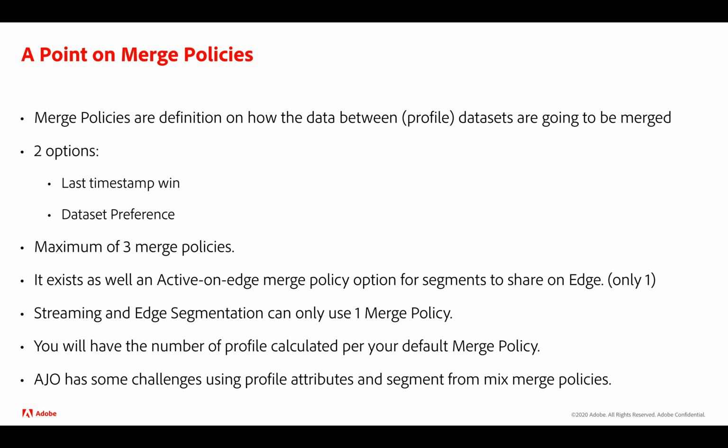Therefore, be careful because AGO will have difficulties if you enter the journey with a specific merge policy and segmentation logic, and then you try to access the attribute. It may not use the merge policy for that attribute that you started the journey with. So just be careful about AGO when you have a multi merge policy context in your sandbox.